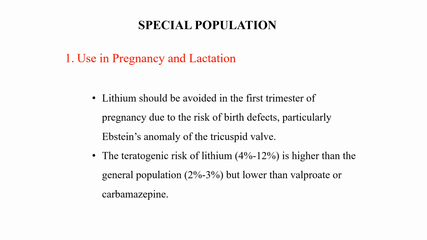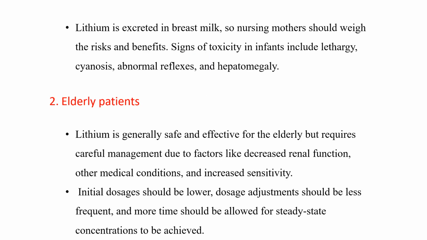Lithium use in special populations: pregnancy and lactation. Lithium should be avoided in the first trimester of pregnancy because it can cause Ebstein anomaly, an abnormality of the tricuspid valve. The teratogenic risk of lithium is higher than in the general population, but it is lower than that of valproate and carbamazepine. Lithium is excreted in breast milk, so nursing mothers should weigh the risk and benefit ratio. Signs of toxicity in infants include lethargy, cyanosis, abnormal reflexes, and hepatomegaly.